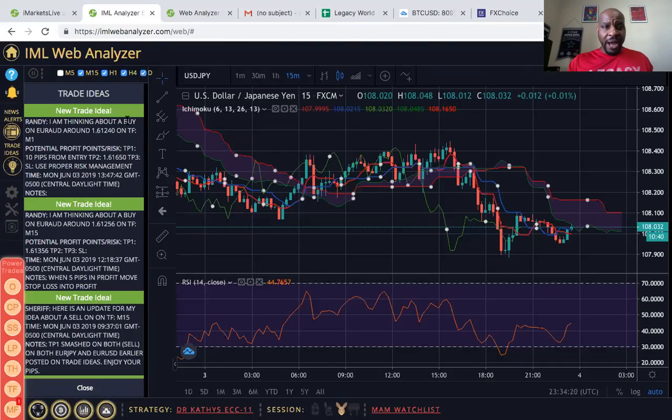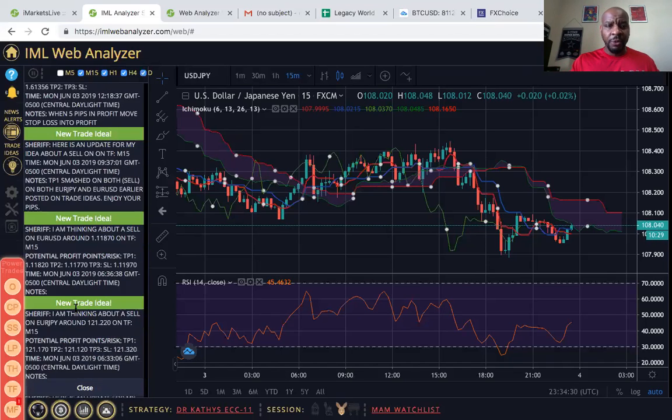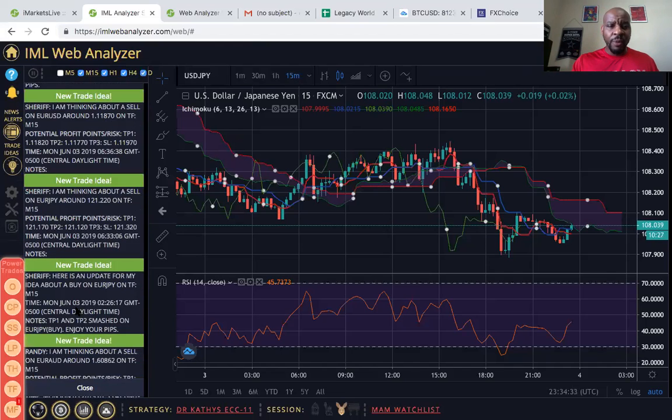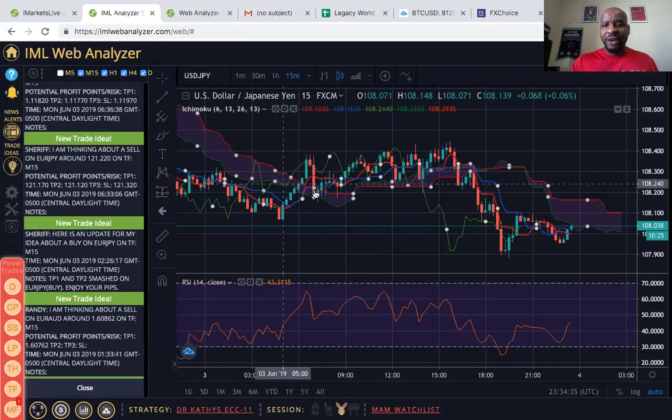See, I'm thinking about buying EUR/AUD. This hit take profit today. Both of these trades I threw hit take profit, and I also threw them in the trading group. So this is where you'll see all the trade ideas that people are looking at. If you want, you can look at what people are throwing out there, look at the cloud, see how it works in, and take some of those suggestions.